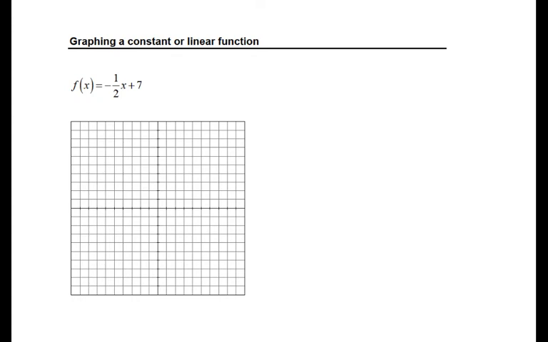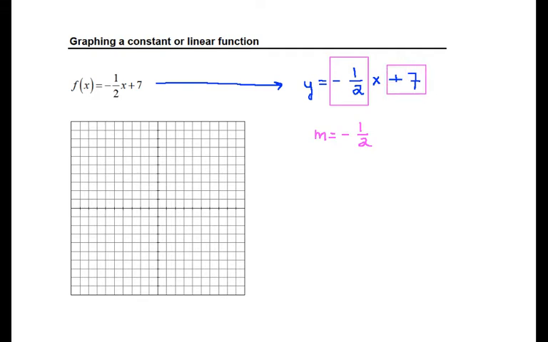Graphing a linear function is like graphing a linear equation. It can be helpful to change this over to equation language and write this as y equals negative 1/2 x plus 7. And then we can map this to y equals mx plus b to see that we have a slope of negative 1/2 and we have a y-intercept of positive 7.